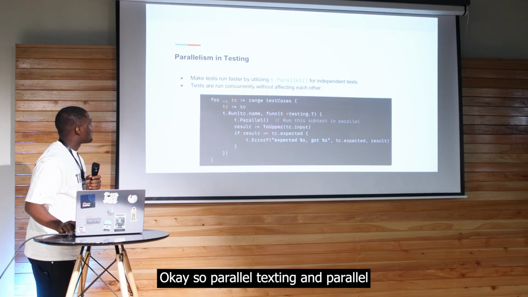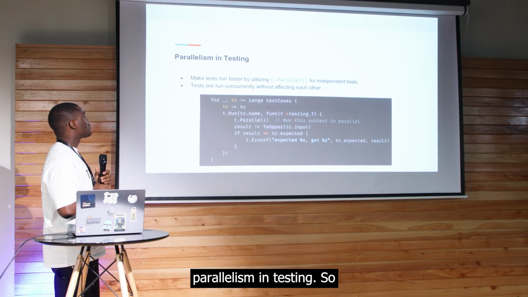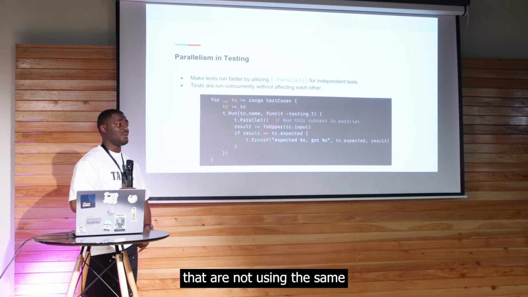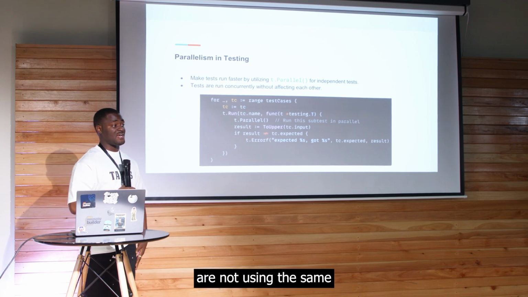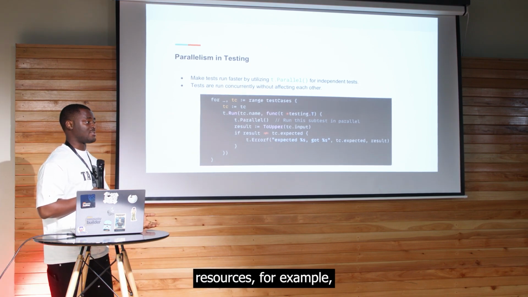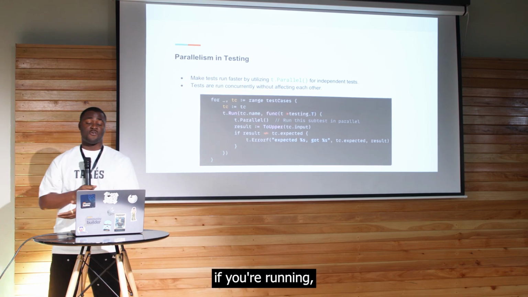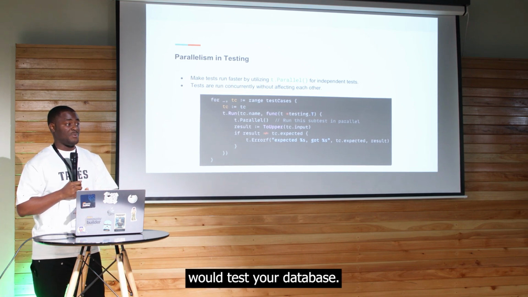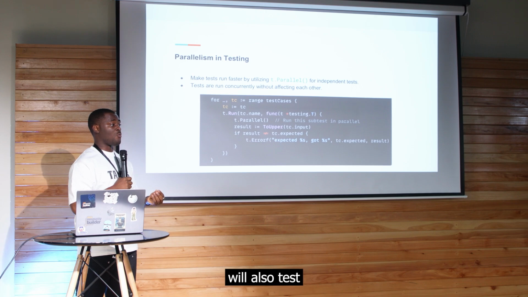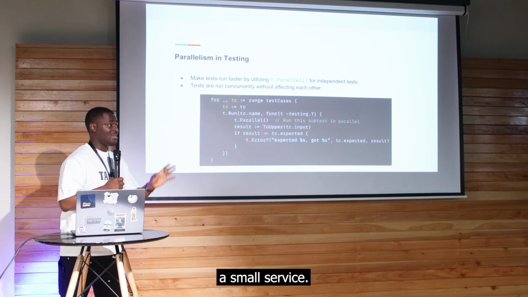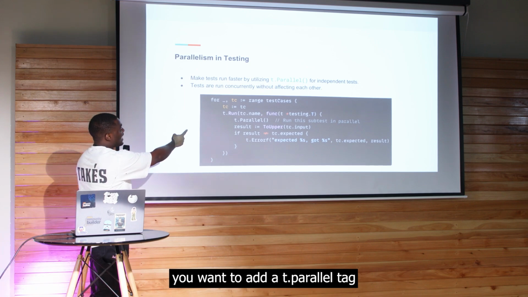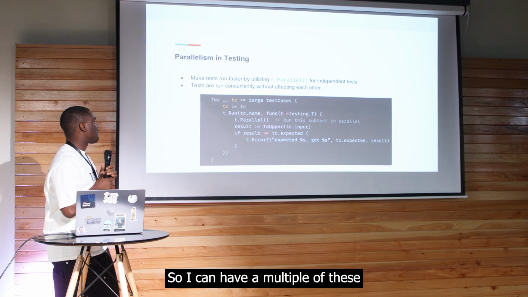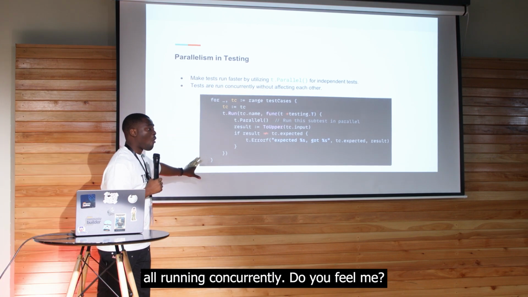So parallel testing and parallelism in testing. When we are running multiple tests that are not using the same resources, for example, if you've created a test suite and you want to run a full-on test that will test your database, that also tests your services, and will also test some other thing within a small service, you want to add the t.parallel tag, because what it does is run all tests concurrently. So I can have multiple of these and at the bottom they are all running concurrently.